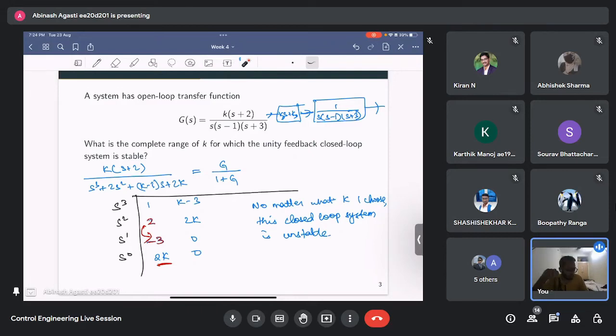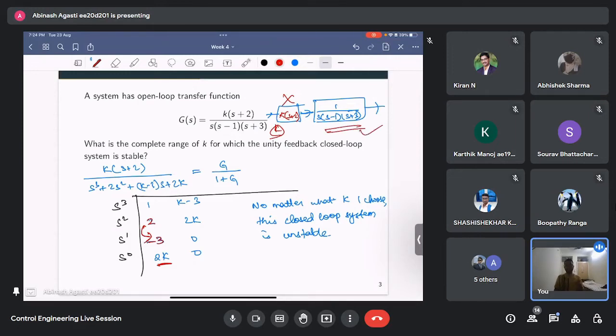Okay, so what we see here is, if we use a controller of say this form k into s plus 2, then no matter what gain value I choose for k, whatever gain value I choose, this system will be unstable. So this is not a stable controller design for this given plant.